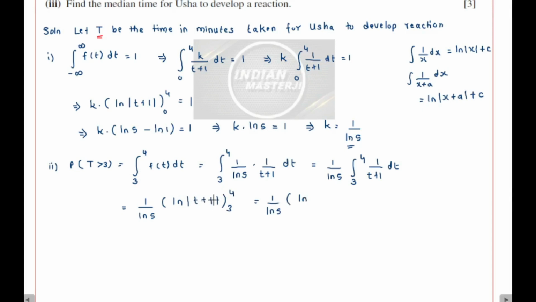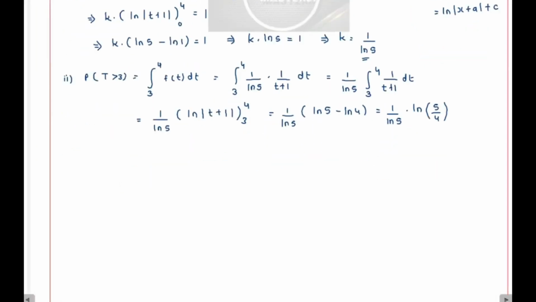If I put the upper limit, 4 plus 1 is 5, so I'll get ln 5 minus, if I put the lower limit, 3 plus 1 is 4, so I'll get ln 4. So can I say this is 1 by ln 5 into ln A minus ln B, and you might have studied this is equal to ln of A by B, correct? So that is ln of 5 by 4, correct? So therefore probability of T greater than 3 will be equal to this particular value.